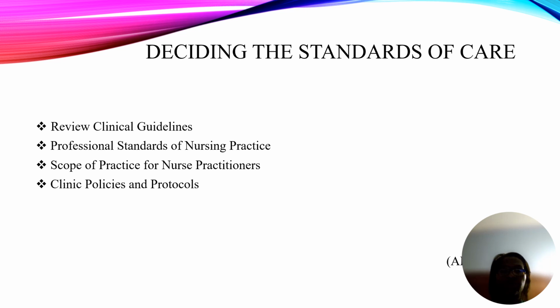Deciding the standards of care. Review clinical guidelines, professional standards of nursing practice, scope of practice for nurse practitioners, policies, and protocols. The American Heart Association guideline highlights the importance of assessing symptoms like chest pain radiating to the arm, diaphoresis, and shortness of breath, as they may indicate cardiac emergencies. Quick evaluation of electrocardiogram and cardiac biomarkers is essential for the patient at risk for acute coronary syndrome.